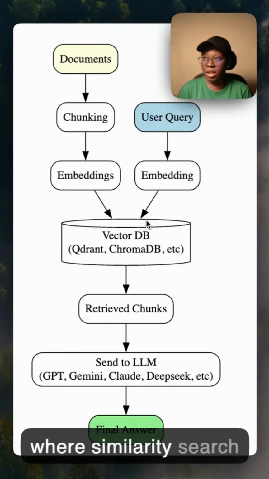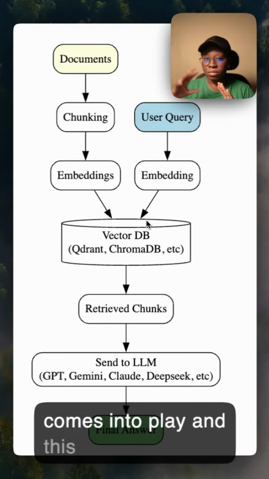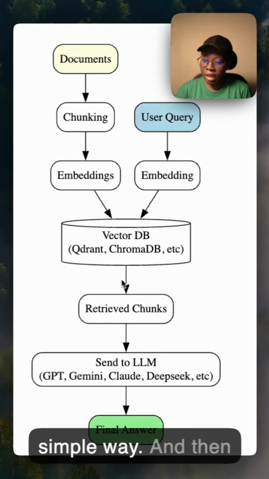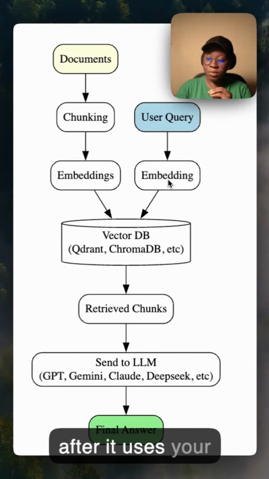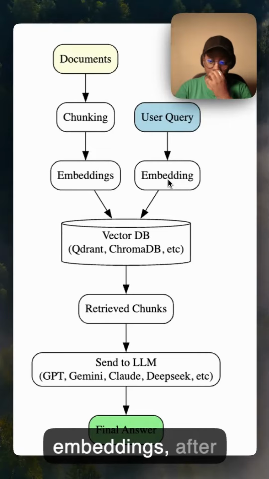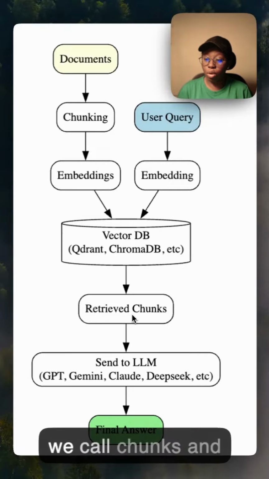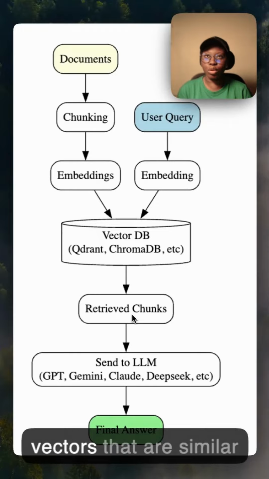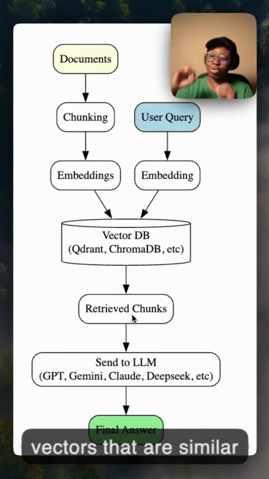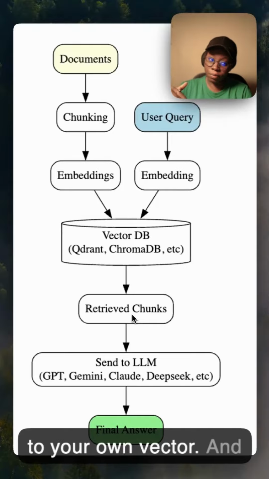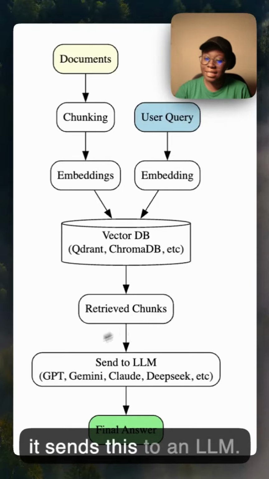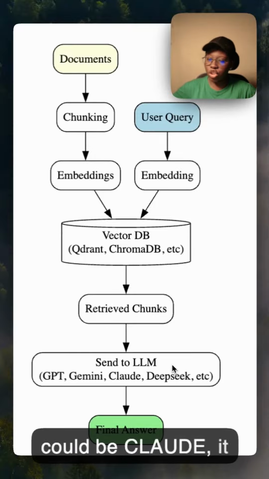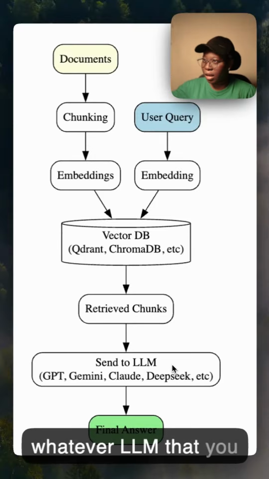This is where similarity search comes into play, and this is how it works in a simple way. And then after it uses your embeddings, it retrieves what we call chunks, and these chunks are vectors that are similar to your own vector, and it sends this to an LLM. This could be GPT, it could be Claude, it could be Gemini, whatever LLM that's used.